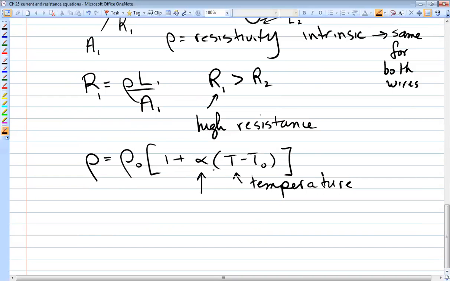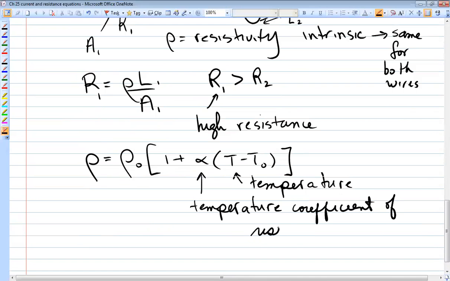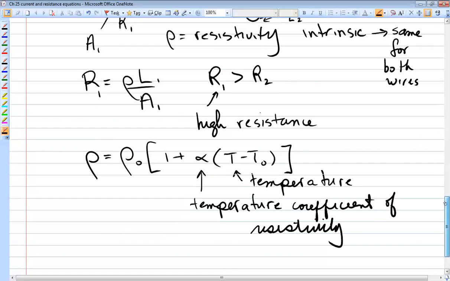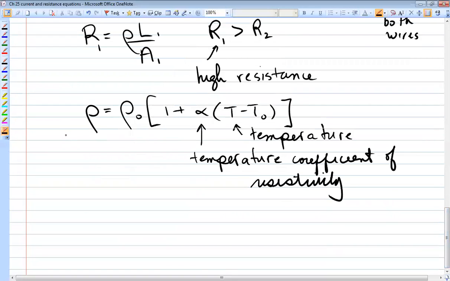Alpha is a constant. It's called the temperature coefficient of resistivity. It's a number. There'll be a table. You look it up. On Mastering Physics, there's a tab, I think it's called More Resources, where you can get all these constants. So this is the temperature coefficient of resistivity. It's usually a small number, like of the order of 10 to the minus 3 per degree Celsius. And then this is the resistivity.